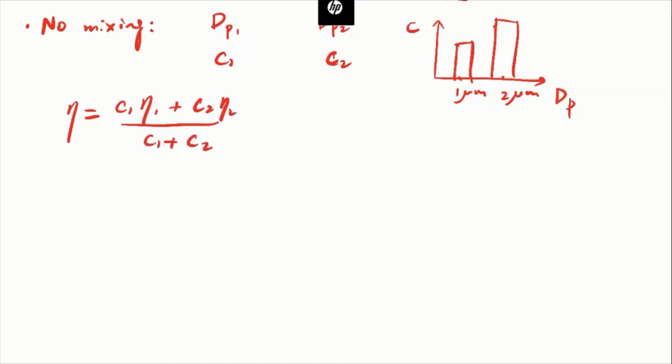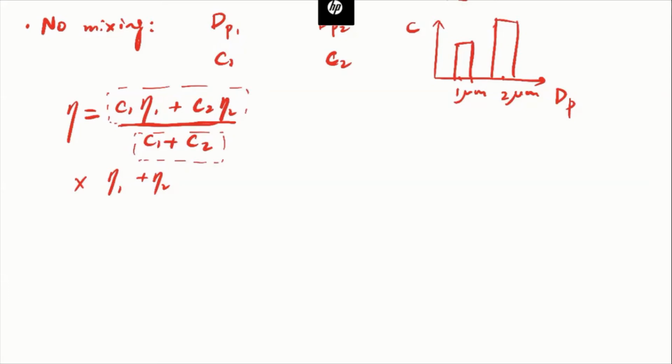Again, the removal efficiency is the amount that's being removed divided by the original amount. C1 plus C2 is the original amount. We cannot directly use eta 1 plus eta 2, right? So this is not correct. We need to consider what is being removed in the system divided by what is the original amount of particles.